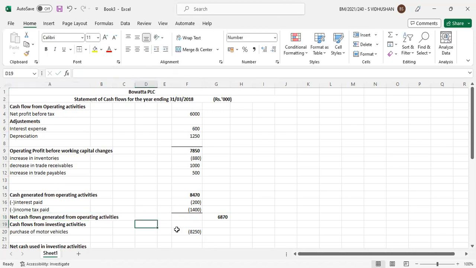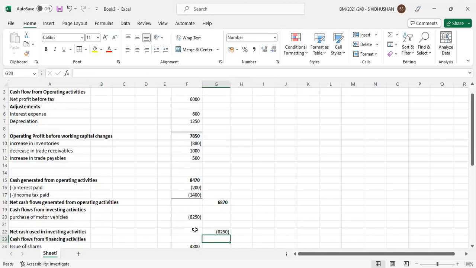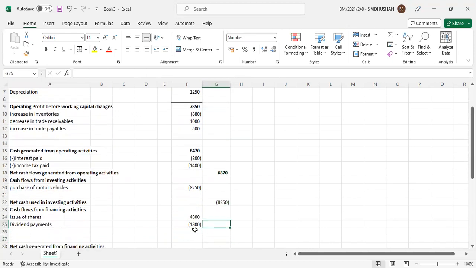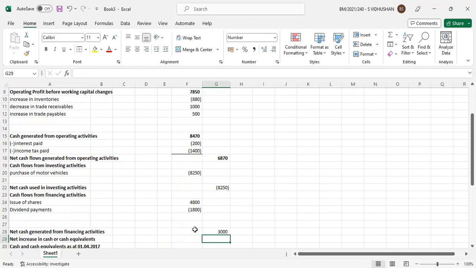Then you have a purchase of motor vehicles, which is an investing activity of 8,250. Then net cash used in investing activities is how much? 8,250. Okay. Then you have cash flow from financing activities, 4,800 and minus 1,800. So net cash generated from financing activities is how much? 4,800 minus 1,800, that's going to be 3,000. Okay.